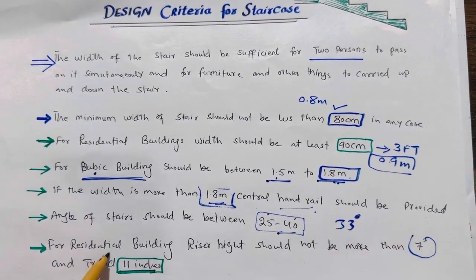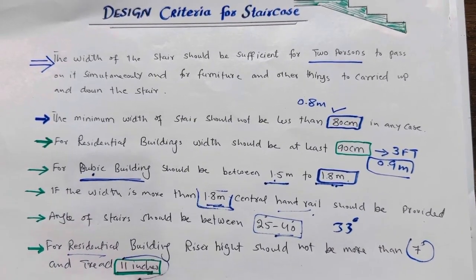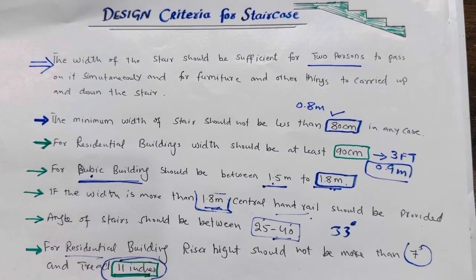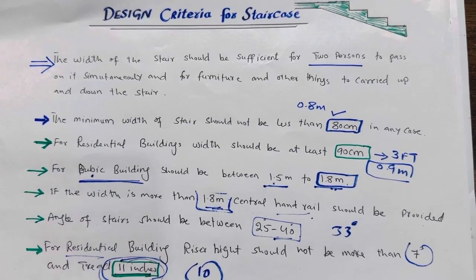For residential buildings, the tread should not be more than 11 inches and also not less than 10 inches. Not less than 10 inches and not more than 11 inches. So, this is the design criteria for the staircase.